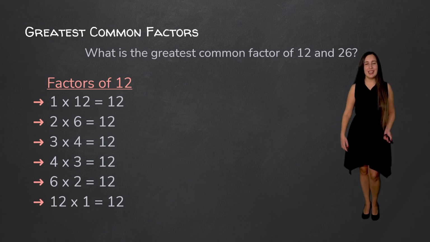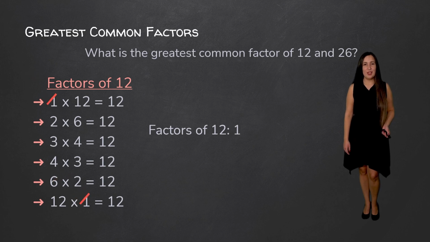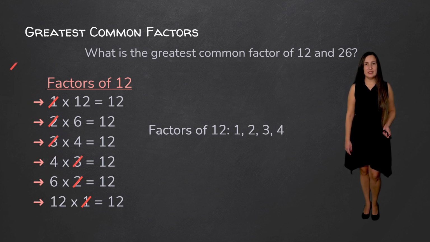Alright, so let's take these factors and list them out. So the factors of 12, we know that we have 1, and we could cross that out. We know that we have 2, and we could cross that out. We know that we have 3, we have 4, we have 6, and we have 12. Alright, so those are our factors for 12.